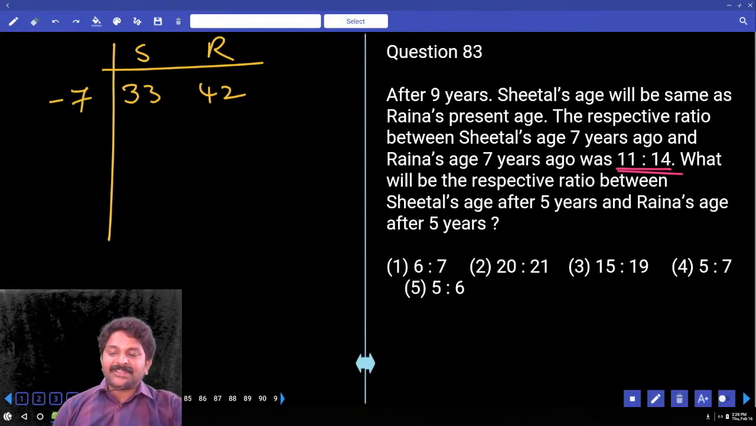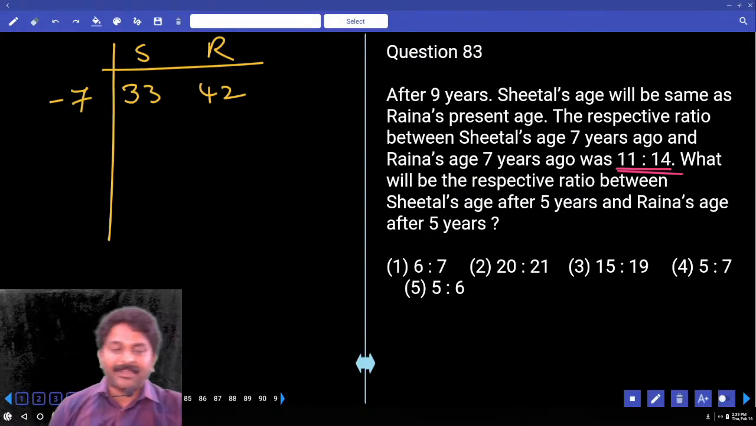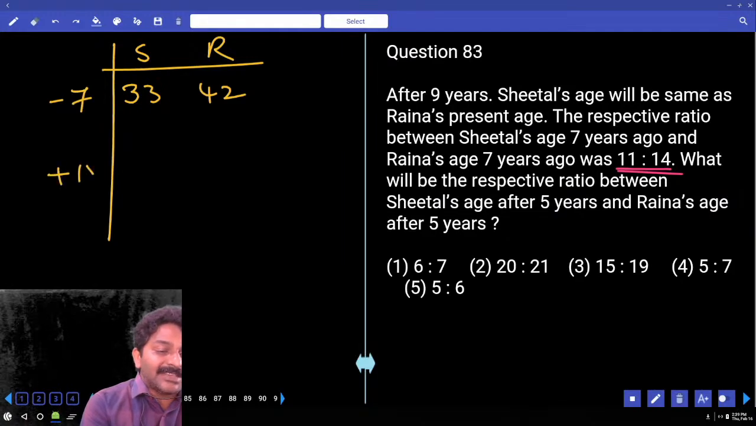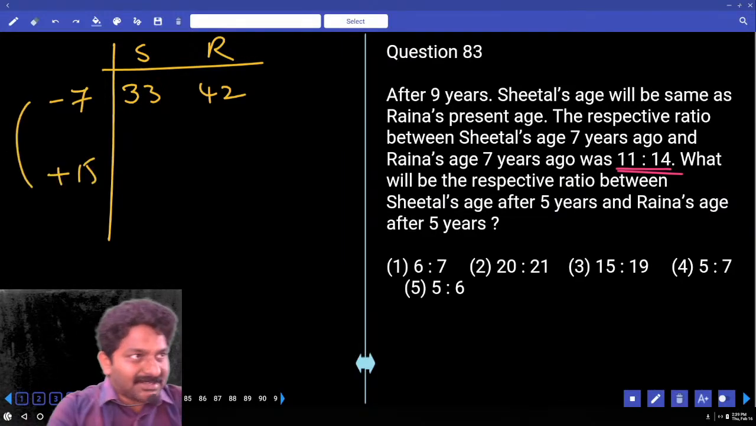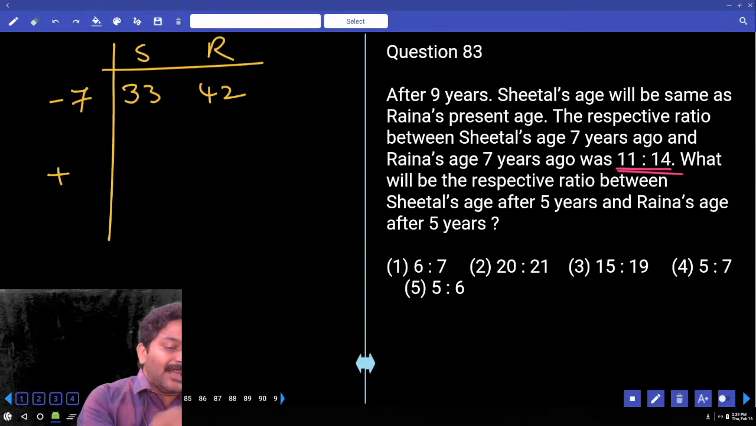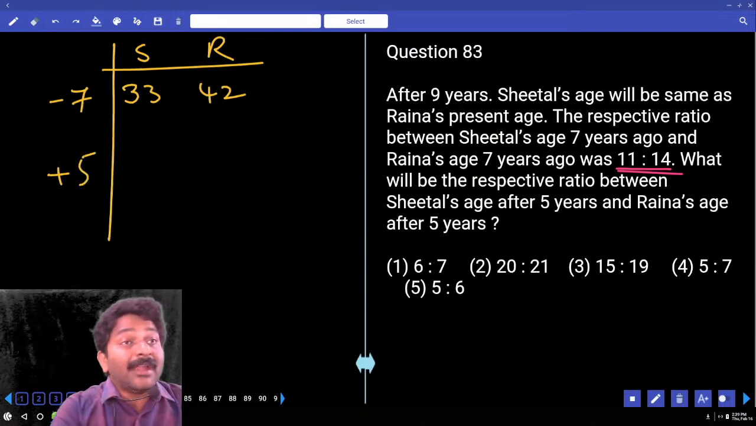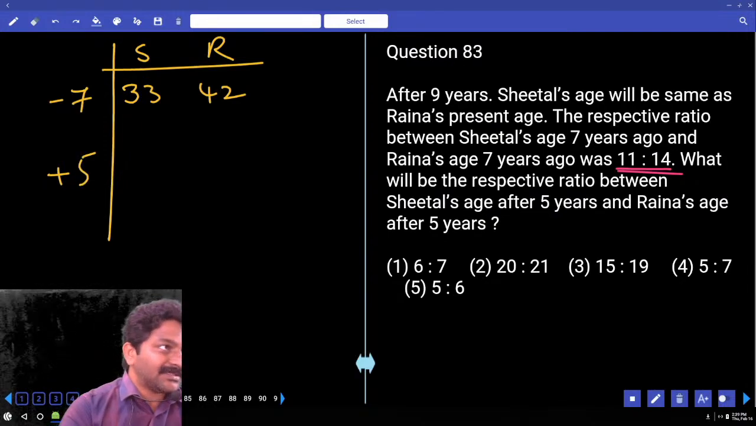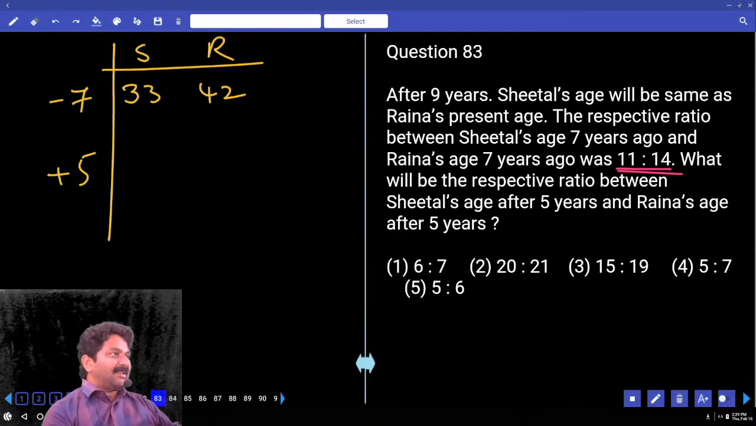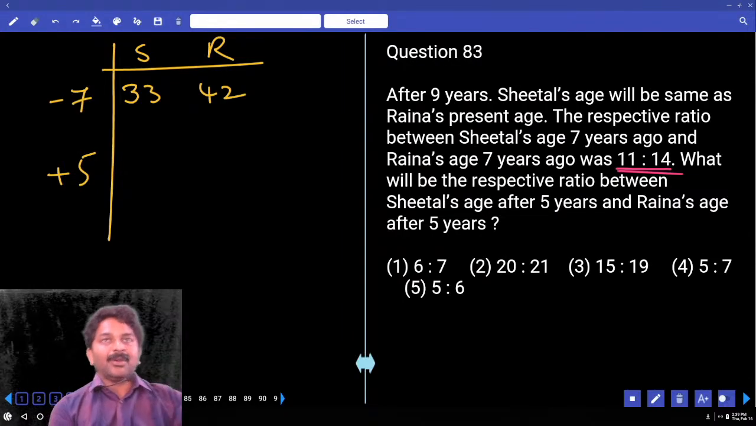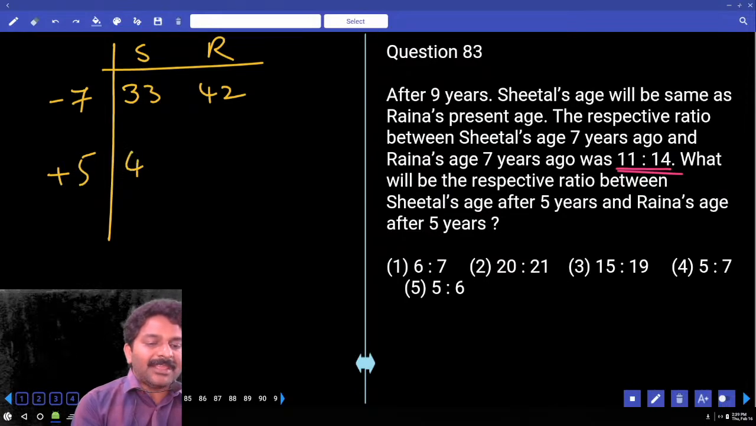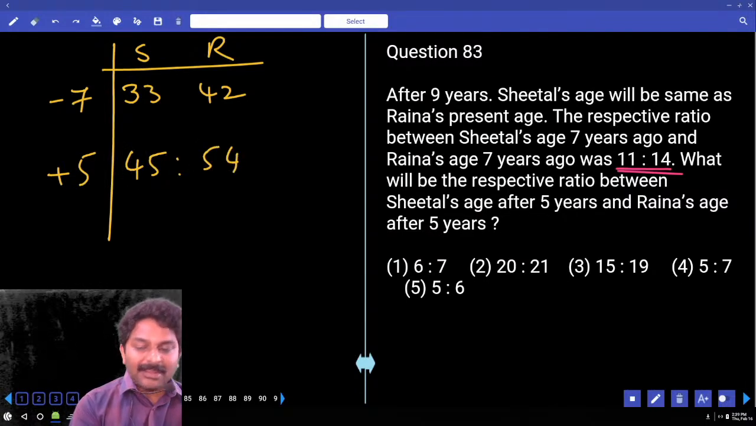Respective ratio between Sheetal's age after 5 years, Raina's age after 5 years. After 5 years in the sense, from 7 years back to get after 5 years, how much we need to add? 12 years. 7 years back to present, present to after 5. Total 12 years gap. When you add 12 here, it becomes 45. And the other becomes 54. Both are 9 multiples. 5 times, 6 times.